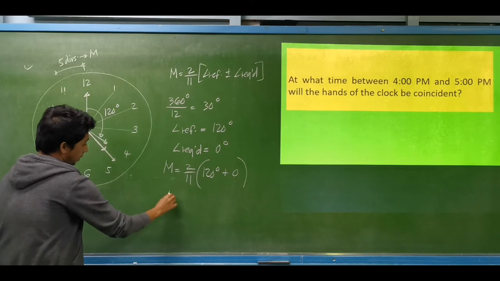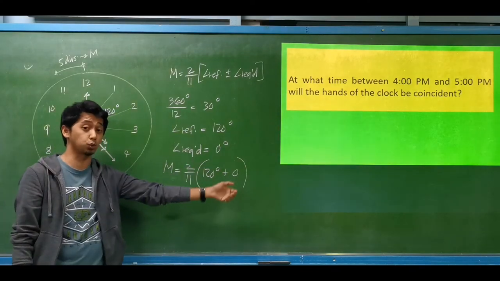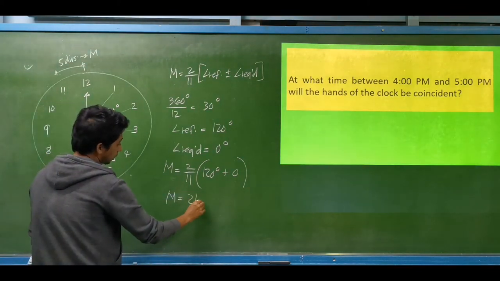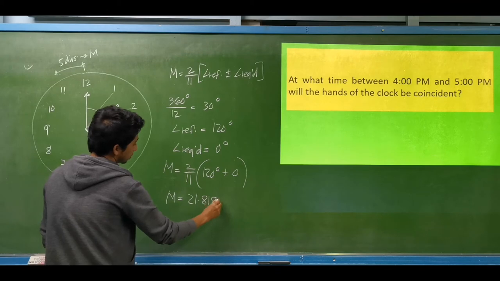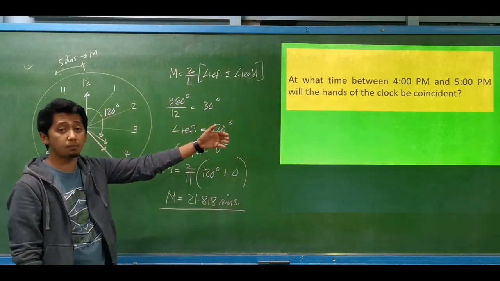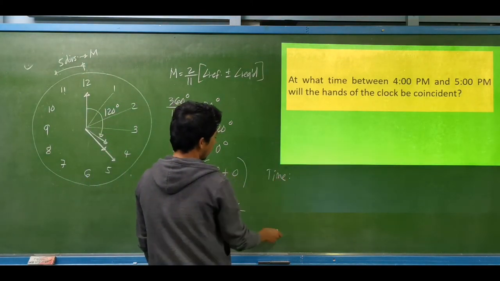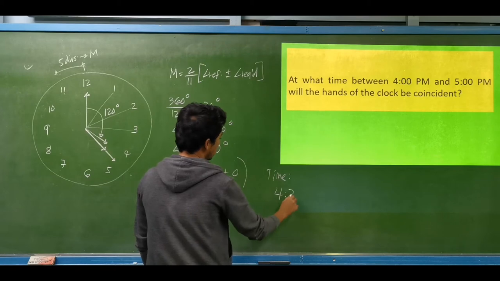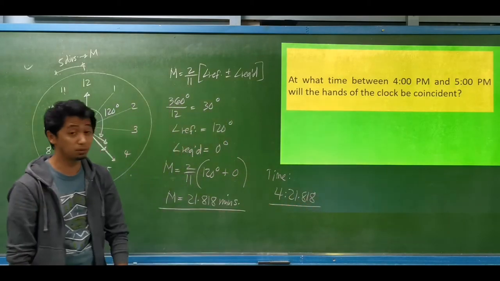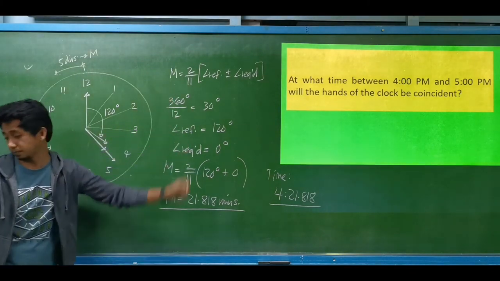So we'll be having the number of minutes equal to 2 times 120, which is 240 divided by 11, that will give us 21.818 minutes. And again, since we are looking for the time after 4 p.m., our answer for the time is at 4, 21.818. That will be the answer. So, 4:21.818 p.m. using Padilla's equation.